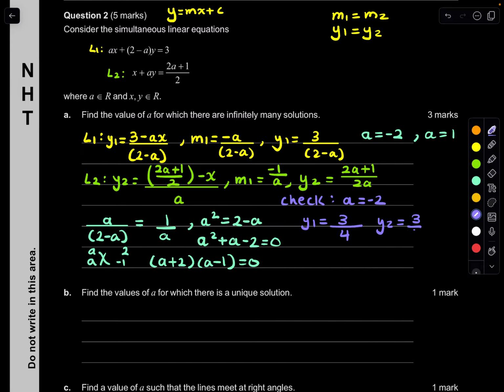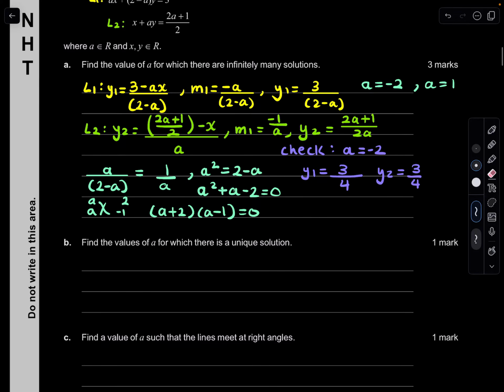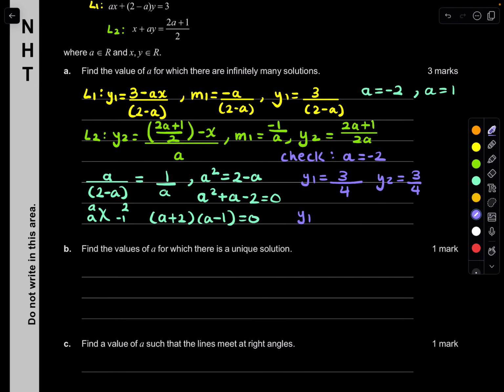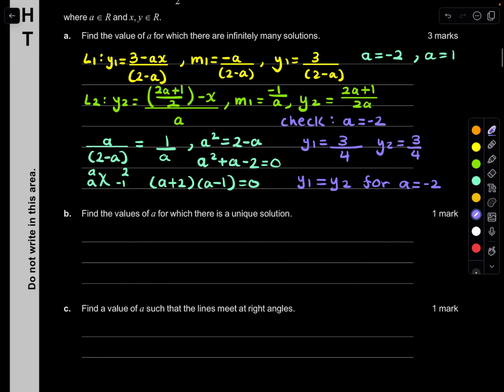Beautiful. You can see that when a is equal to negative 2, the y values are the same, basically meaning that condition has been met. So actually, a equals negative 2 is a solution. Now, we need to double check a equals 1. So we just have to do a guess and check again. I'm just concerned about the space that I've used here, so I'm going to write it a little bit at the bottom. So we want to say that y1 equals y2 for a equals negative 2. Beautiful.